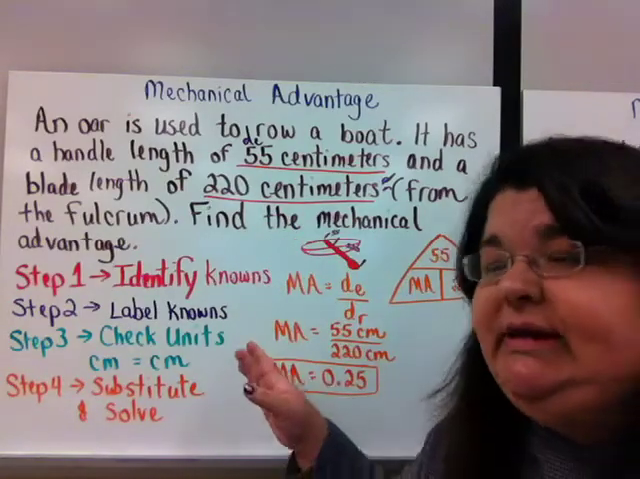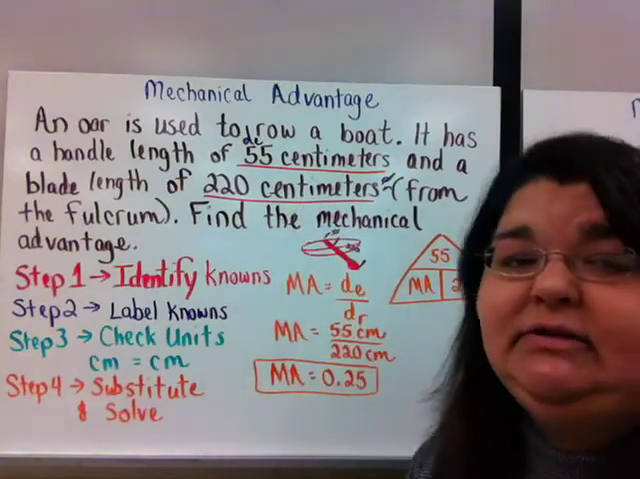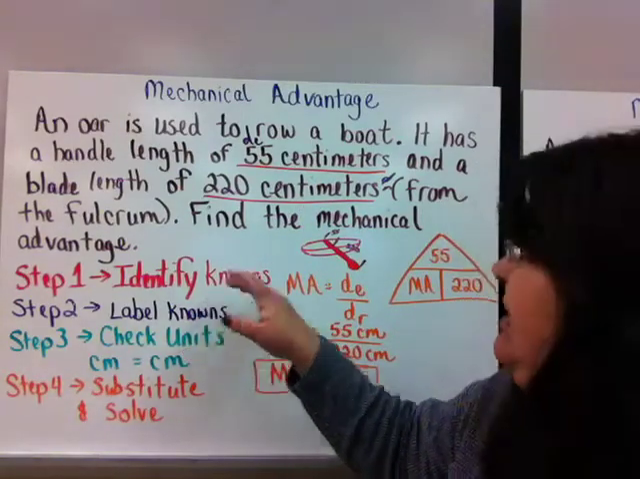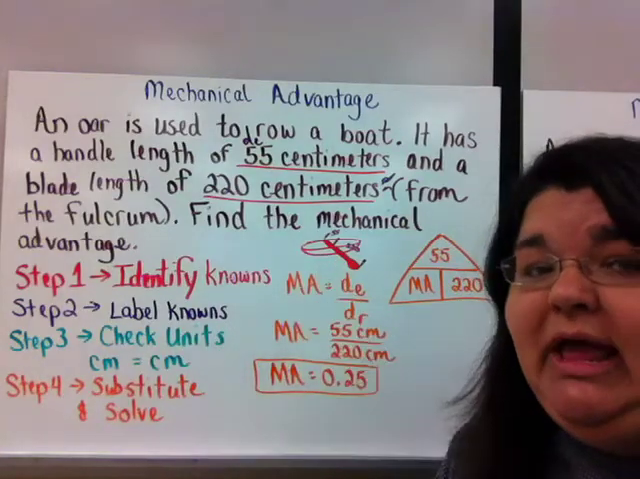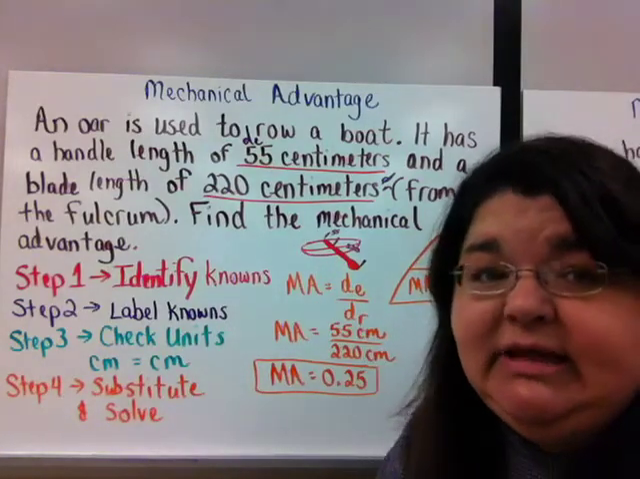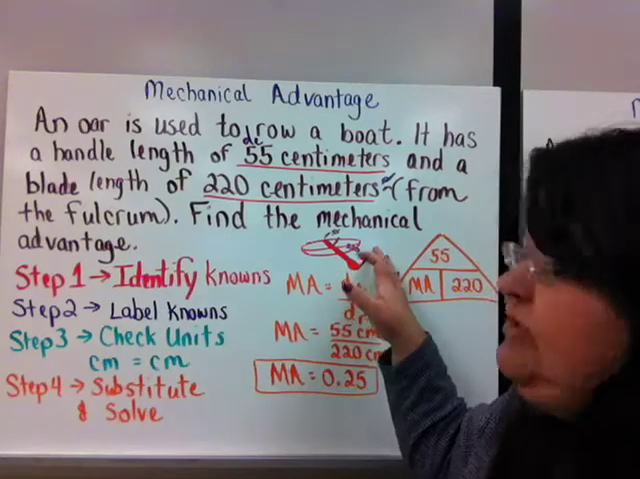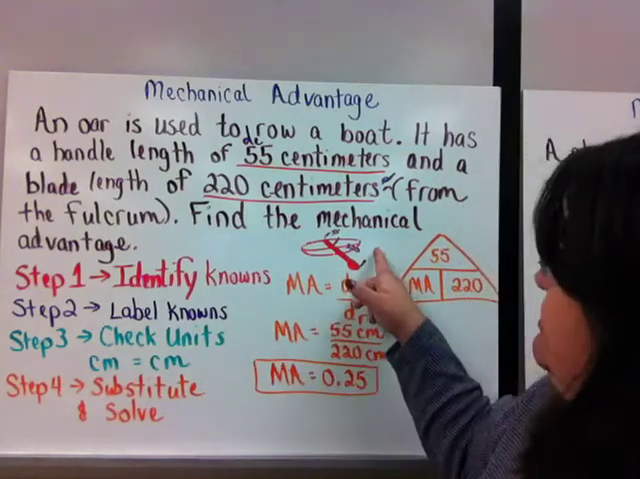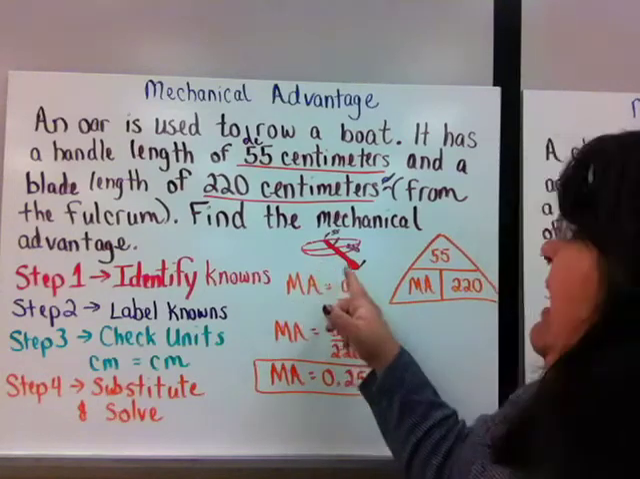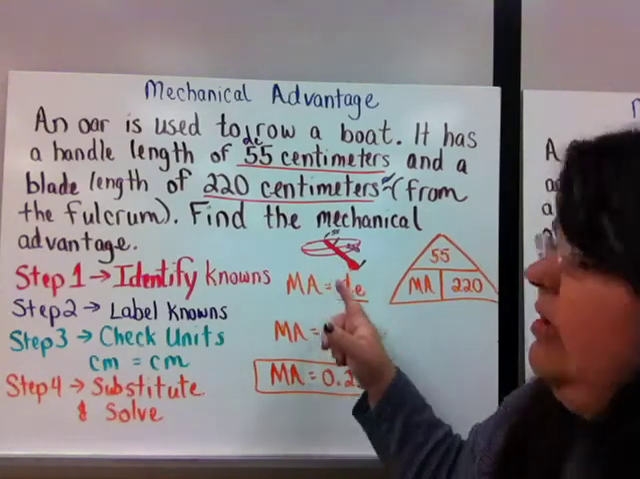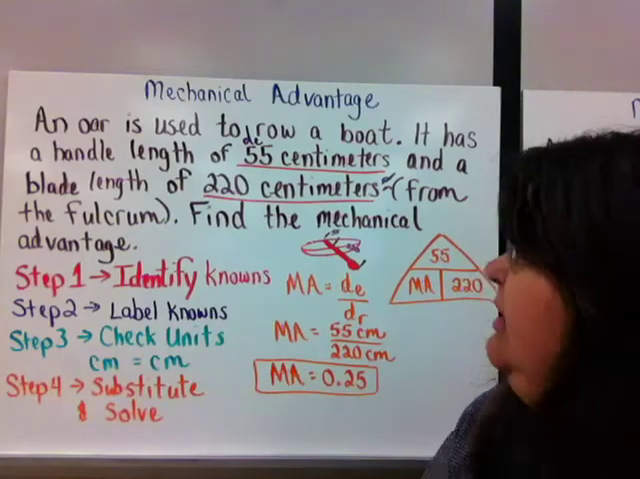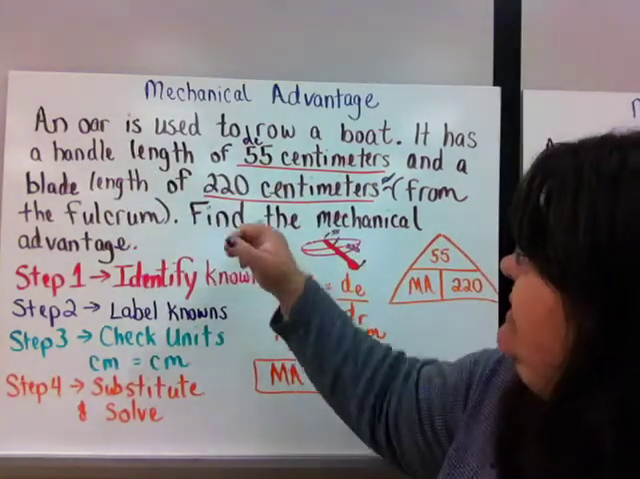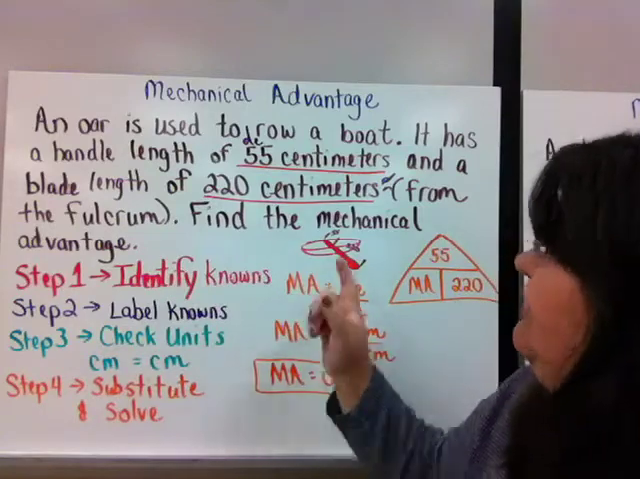But I also need to, whenever I see distance on a machine problem, include as a part of this step drawing a little picture. I know you're not all artists. I'm not either. But if I can draw a boat with an oar sticking out of it, so can you. Now, we're going to draw this canoe, and I drew an oar labeled with the 55 on the handle and the 220 from the blade to the fulcrum.